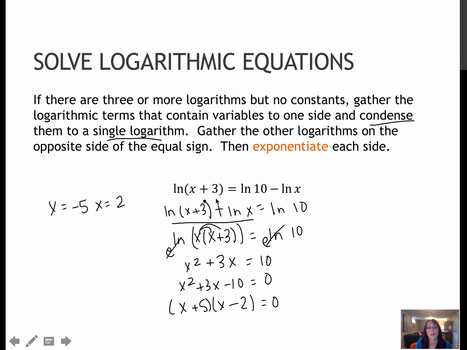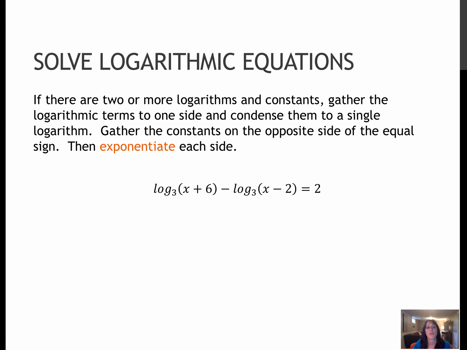Then, of course, I will look back at my question and make sure that I can use both solutions. So if I use negative 5, plus 3 is negative 2. I don't like that. And over here, I would be taking the natural log of a negative as well. So even though I had 2 solutions, 2 is the only one that works. 2 plus 3 is 5. Natural log of 2, that's okay with me also. So 2 is my correct solution.